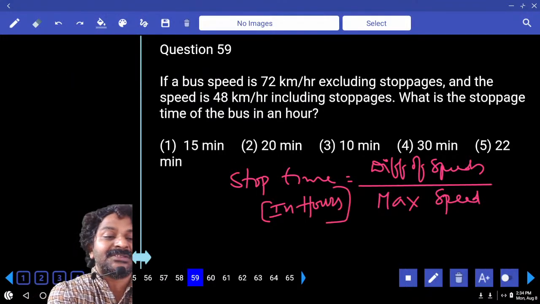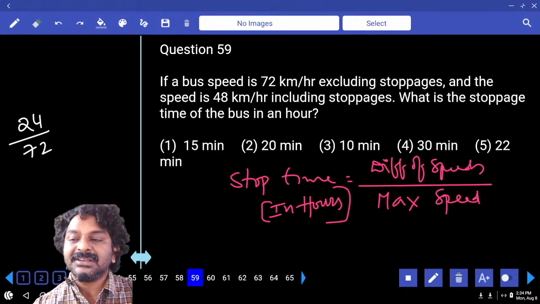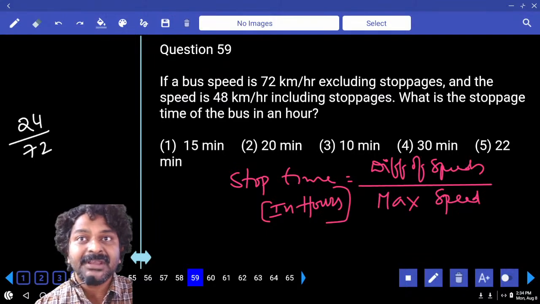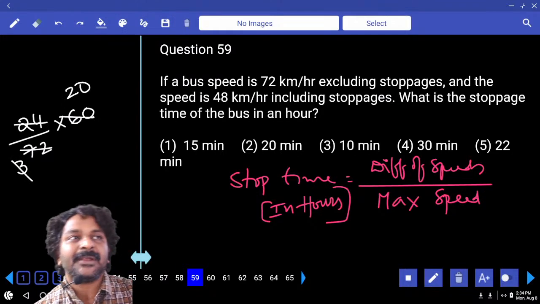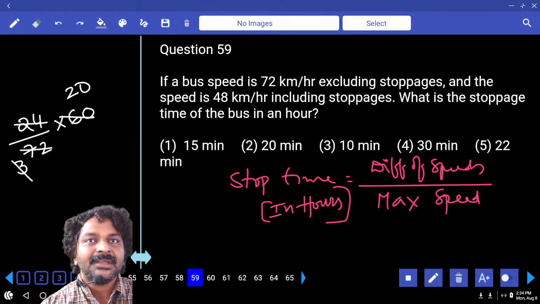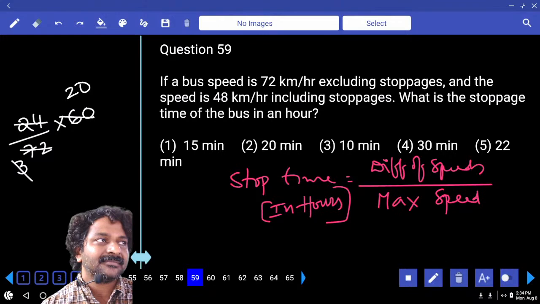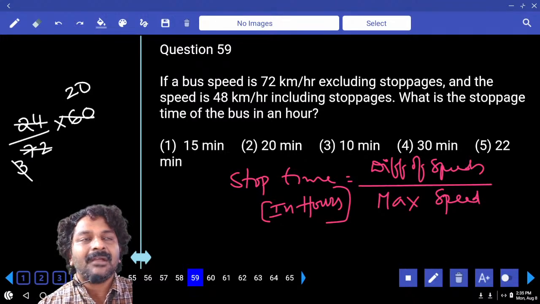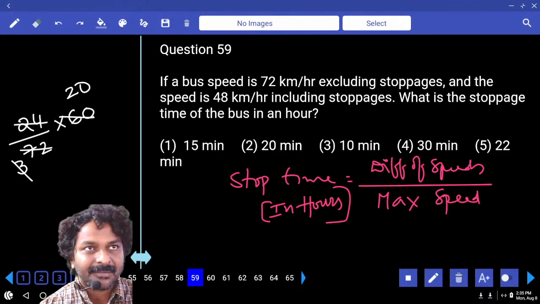Now, the difference of speeds is 24, maximum speed 72. This is in hours, but your question is to identify in terms of minutes. Look at your options. To convert into minutes, we have to multiply it with 60. 24, 3 times, 3, 20 times. 20 minutes per hour. That means in 1 hour, it stops for 20 minutes and will be in journey for the remaining 40 minutes. Then, understood? In 1 hour, 20 minutes is the stoppage, and he travels only 40 minutes. Okay?